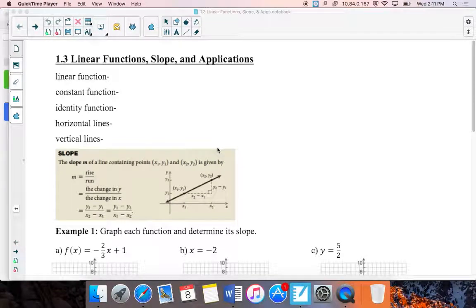All right, welcome back, everybody. We're going to talk Chapter 1, Section 3, Linear Functions, Slope, and Applications. So just some vocab to get us started.